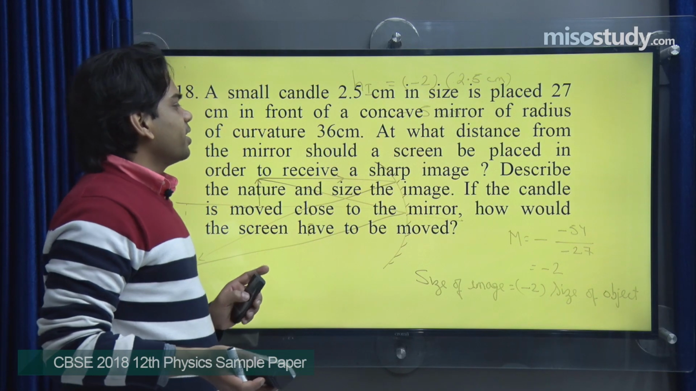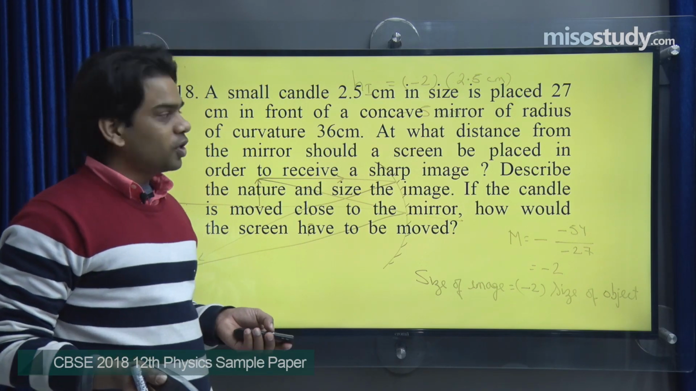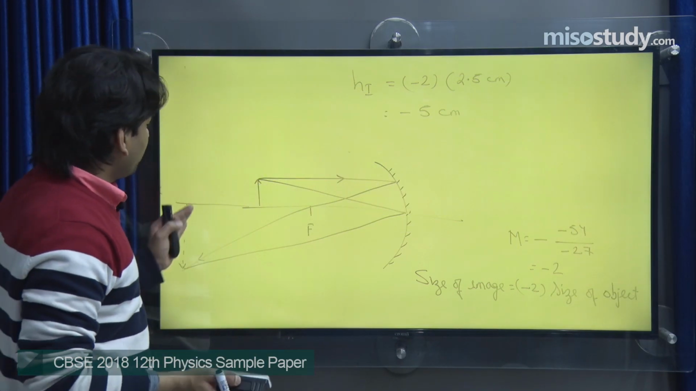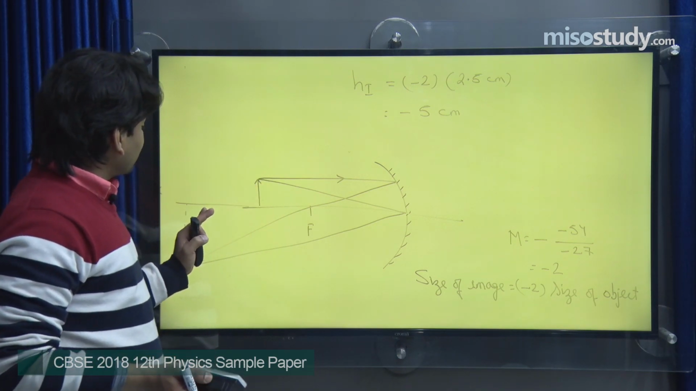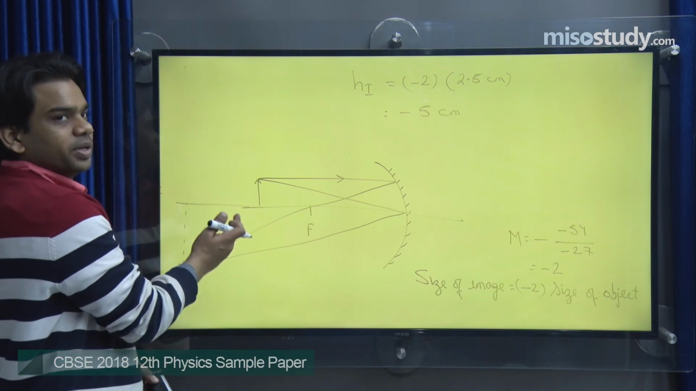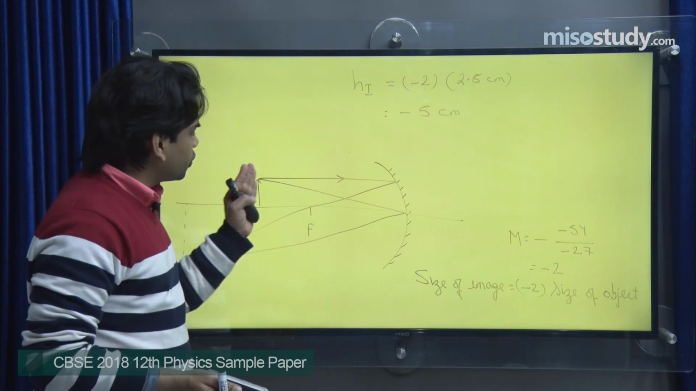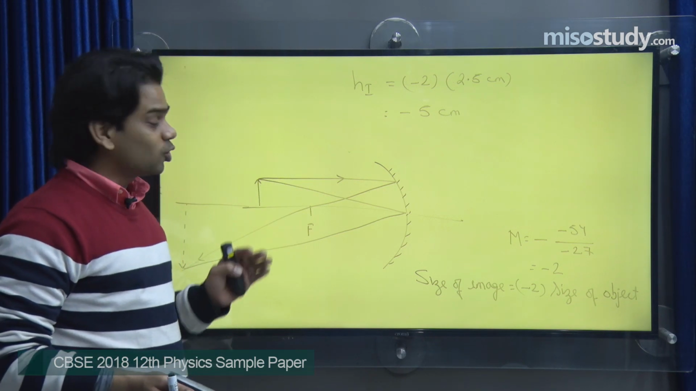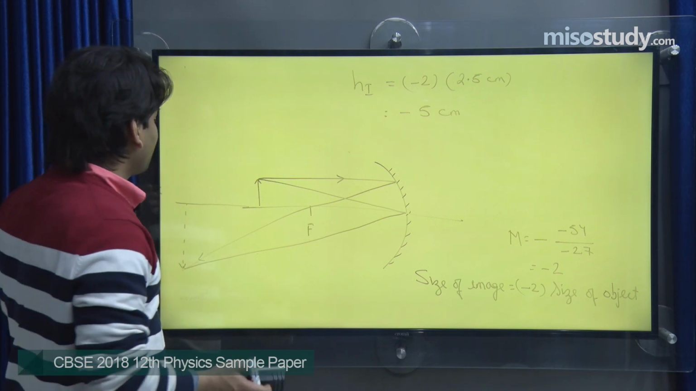Size of the image we got here. If the candle is moved close to the mirror, how would the screen have to be moved? Now see here, if the candle is moved close to the mirror, this image will move further apart, further distant away from the mirror. So if you move it towards the focal length, towards the focus of the mirror, the image will go on further away from the mirror.